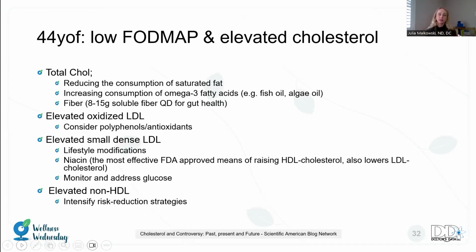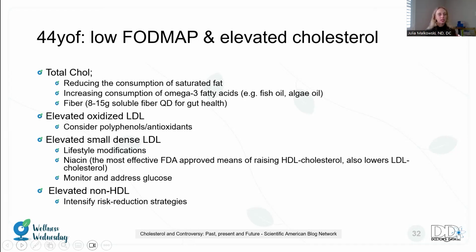Regarding the individual's elevated cholesterol, we do want to consider reducing the consumption of saturated fat and increasing the consumption of omega-3 fatty acids. So there may be a little education about fat choices, avoiding margarine and choosing maybe butter or ghee, and then adding omega-3 fatty acids via fish oil or algae oil to the diet or supplementation. And then fiber is going to be addressing the cholesterol and the gut microbiome together.